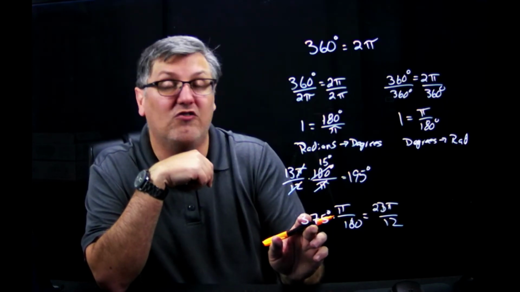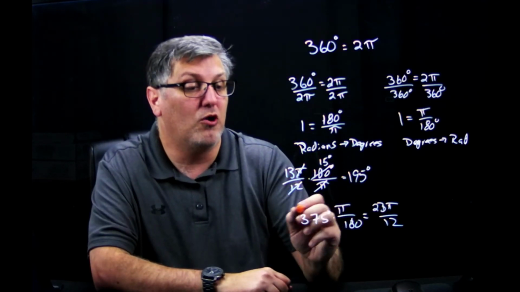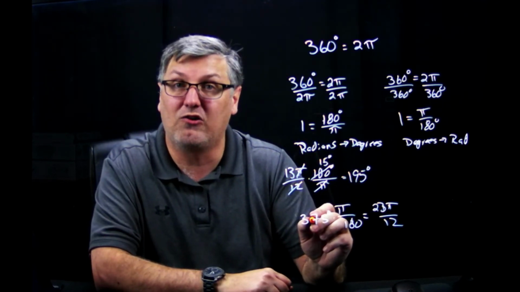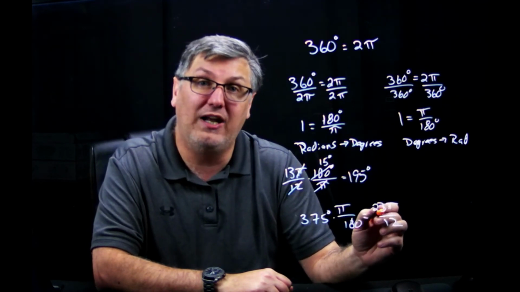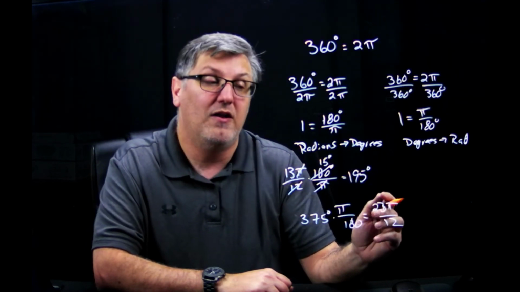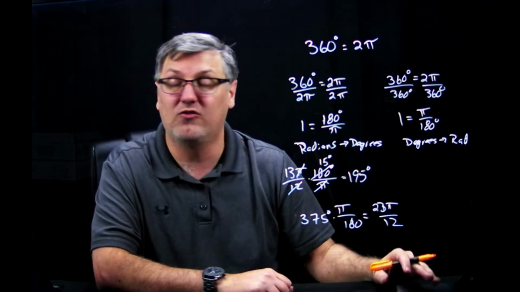But degrees, this is a rotation, this is a distance. You have to know the difference. You're rotating 375 degrees counterclockwise. You have traveled 23 pi divided by 12 radiuses around that circle. So this is a distance, this is a rotation. You have to know the difference.